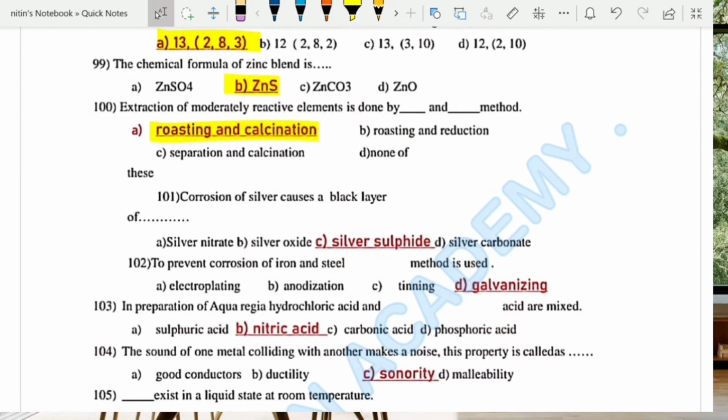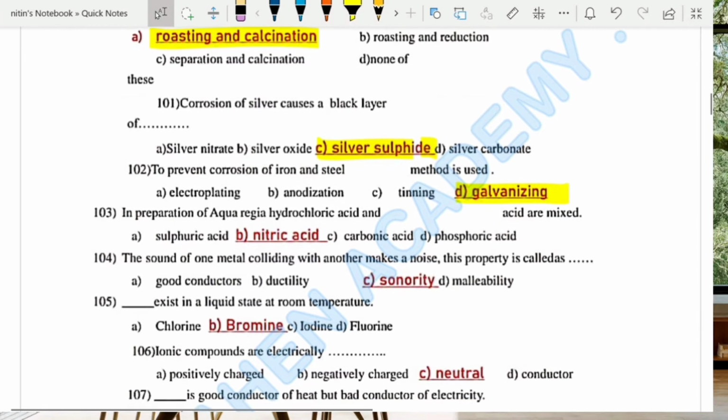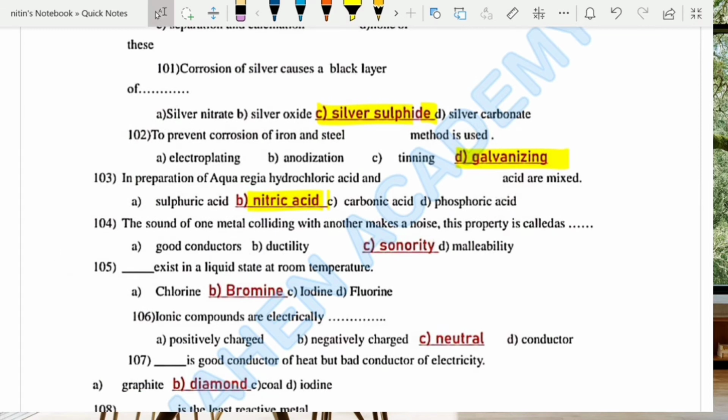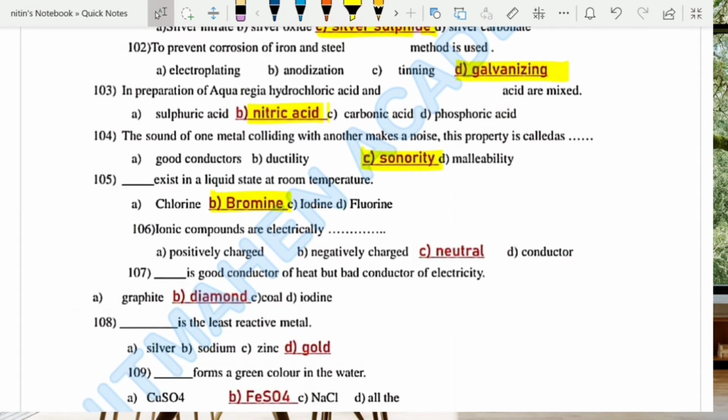Next, corrosion of silver causes a black layer of silver sulfide. Next, to prevent corrosion of iron and steel, galvanizing. And aqua regia is a mixture of hydrochloric acid and nitric acid. The sound of a metal on collision: sonority. Dash and bromine are liquid at room temperature. Ionic compounds are electrically neutral.